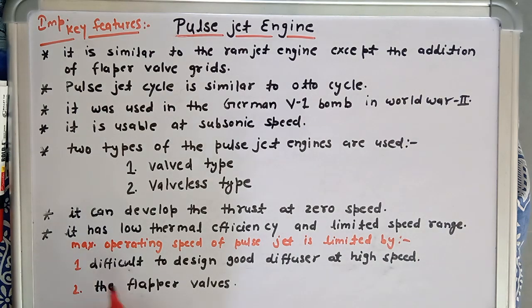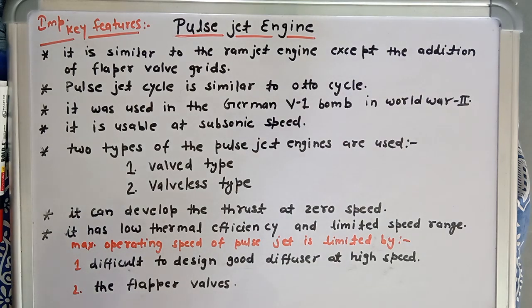The maximum operating speed of the Pulsejet is limited by mainly two factors. Remember this: the first one is that it is difficult to design a good diffuser at high speed, and the second one is the flapper valves. The only mechanical part in the Pulsejet also has a natural frequency, and if it coincides with the cycle frequency, resonance occurs and the valve may remain open and no compression will take place.